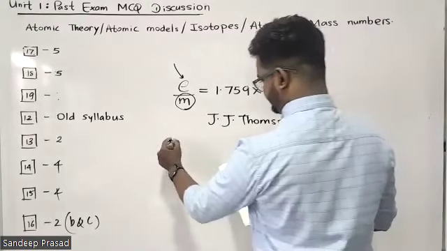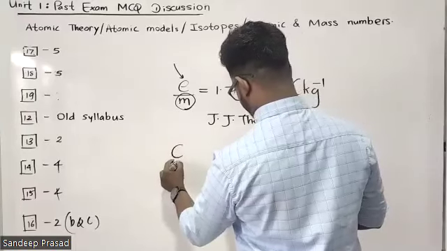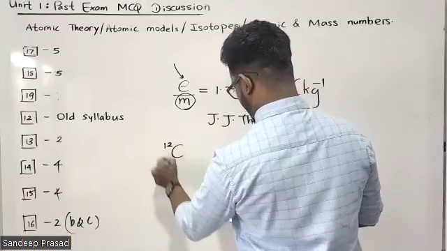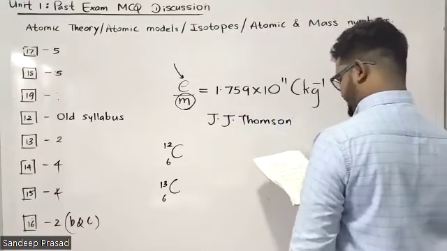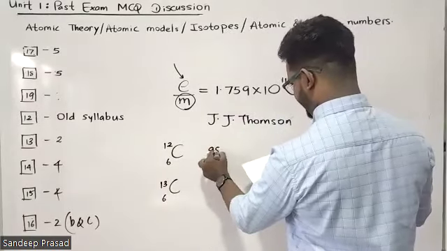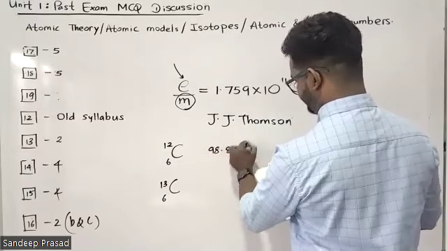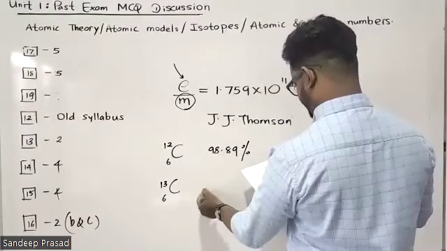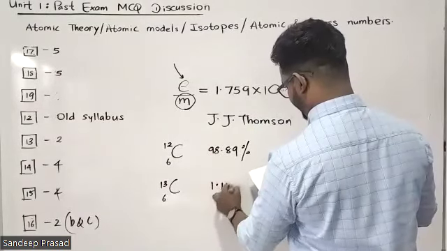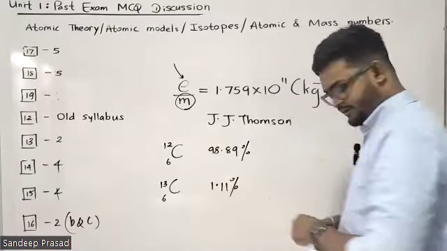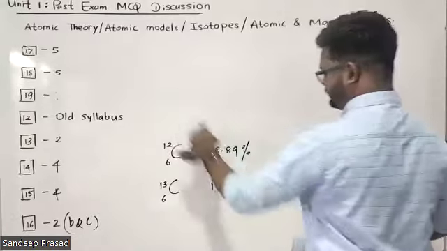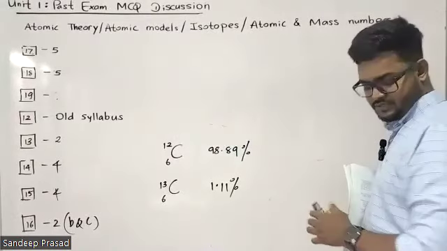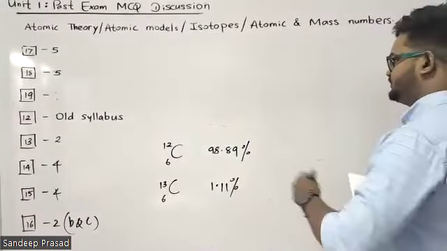First, they have given two isotopes of carbon, carbon-12 and carbon-13. The relative abundance for carbon-12 is 98.89%, and the relative abundance for this one is 1.11. Then we know how to calculate the average relative atomic mass. When you are given two types of isotopes, you can easily calculate that.